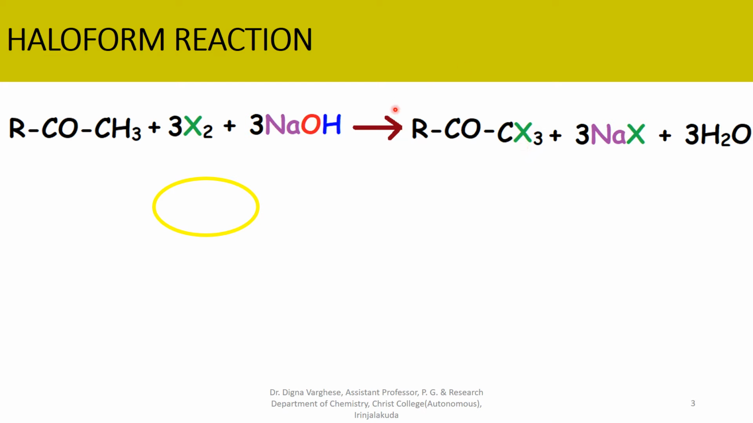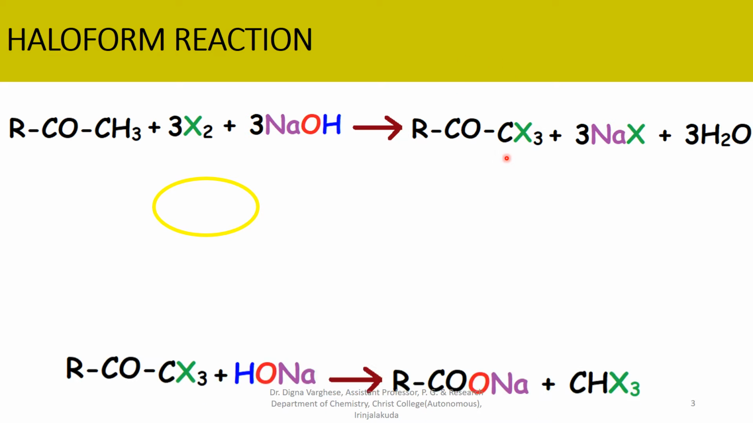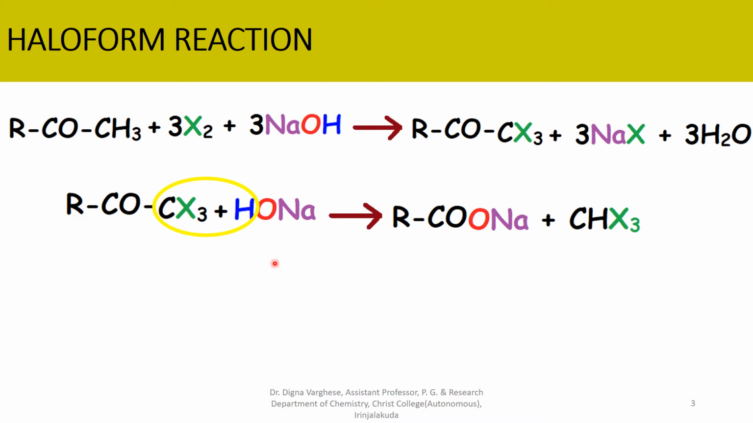The next step is the trihalo compound reacts with alkali again and forms sodium carboxylate and haloform. That is, the general formula of haloform is CHX3. X can be chlorine; then it is chloroform, CHCl3. X may be bromine; then it is bromoform, CHBr3. X may be iodine; then it is iodoform, CHI3.